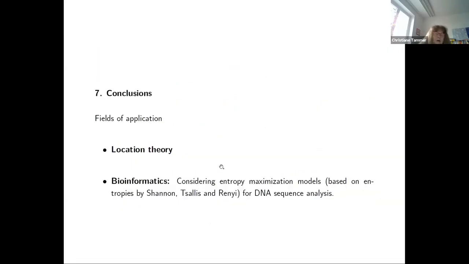Some conclusions: we will apply our results to other types of location problems, and also in bioinformatics, we considered entropy problems that can be formulated as approximation problems. So hopefully we will derive necessary optimality conditions and corresponding solution procedures using the results that I presented here.